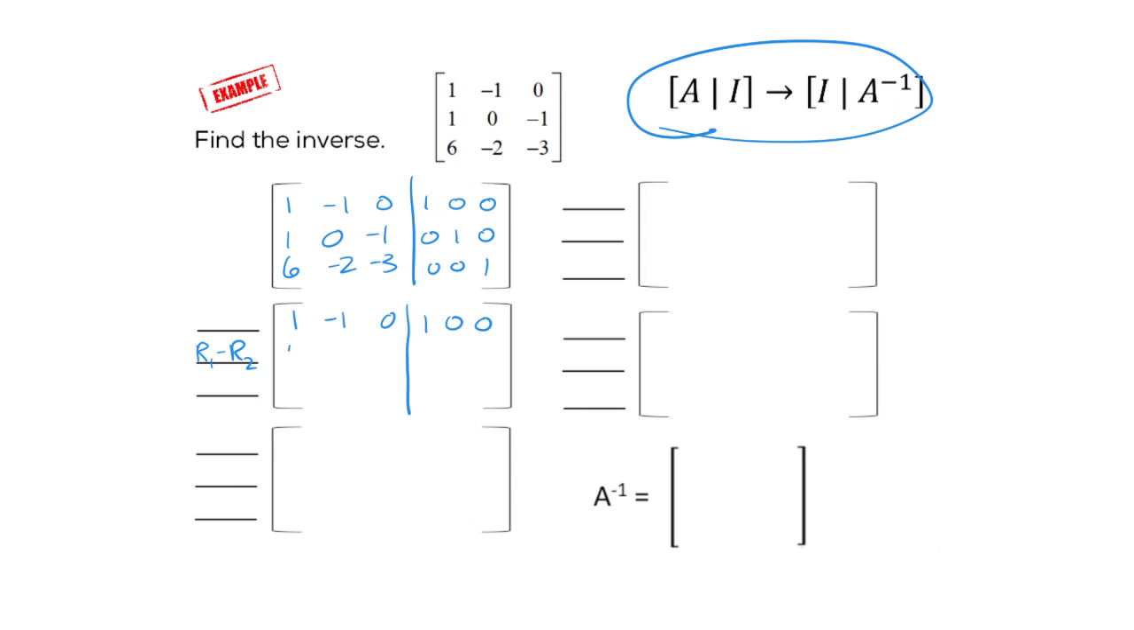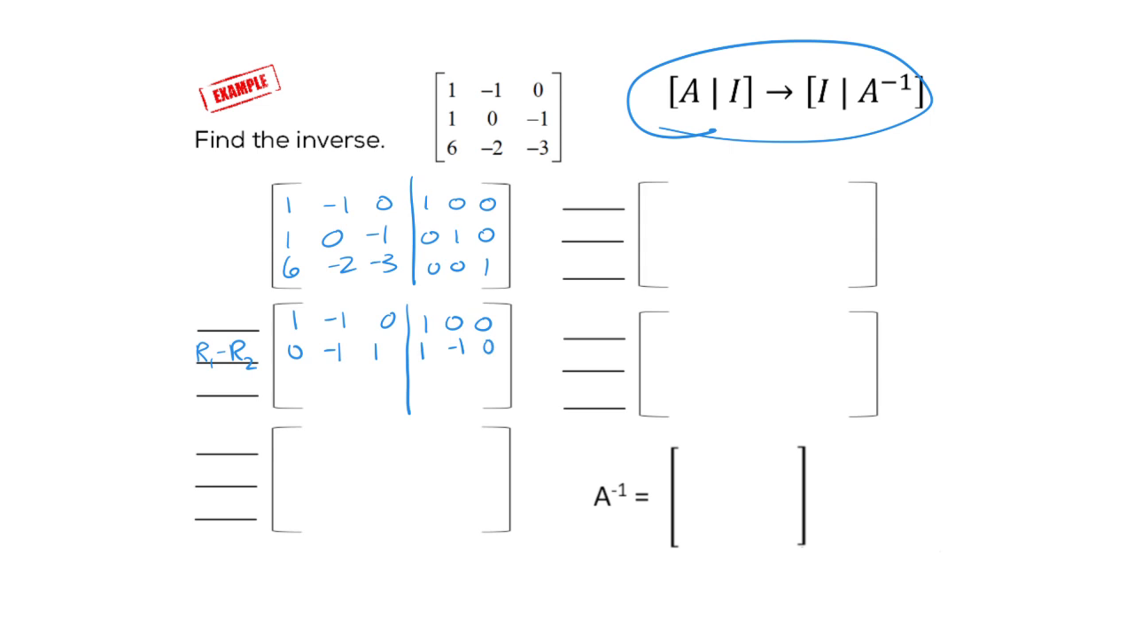So then I get 1 minus 1 is 0. Negative 1 minus 0. 0 minus negative 1. And then I keep on going with the same thing. Row 1 minus row 2. So 1 minus 0, 0 minus 1, and 0 minus 0.